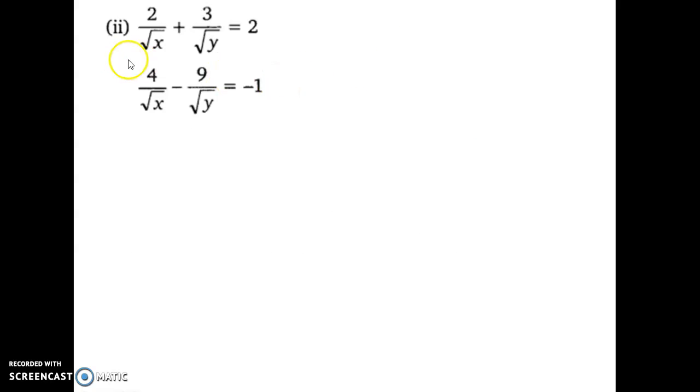Here also you can see in the denominator you are having x, y and that too in the root. So you have to take it in terms of one more variable, make it into a simpler linear equation, solve it, then find out the value of x and y. That's how you have to do it.